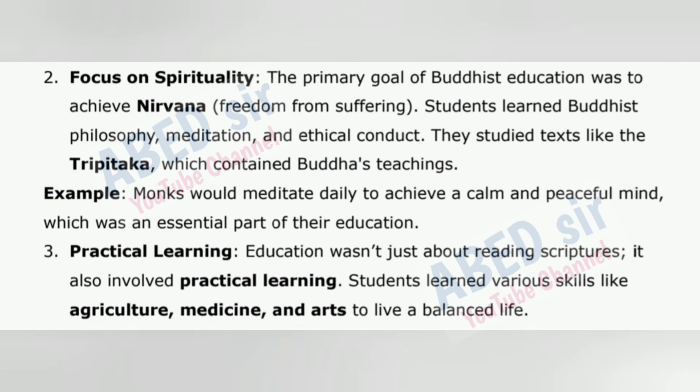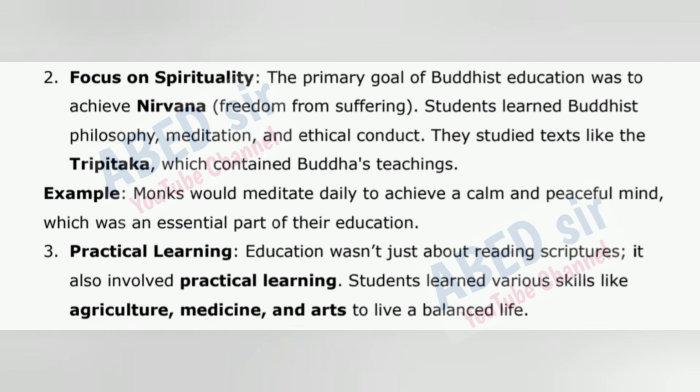2. Focus on spirituality. The primary goal of Buddhist education was to achieve nirvana, freedom from suffering. Students learned Buddhist philosophy, meditation, and ethical conduct. They studied texts like the Tripitaka, which contained Buddha's teachings. Example, monks would meditate daily to achieve a calm and peaceful mind, which was an essential part of their education.